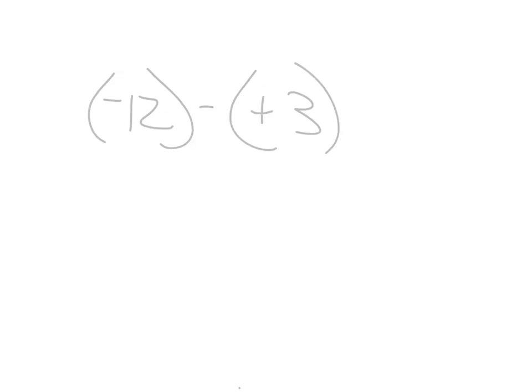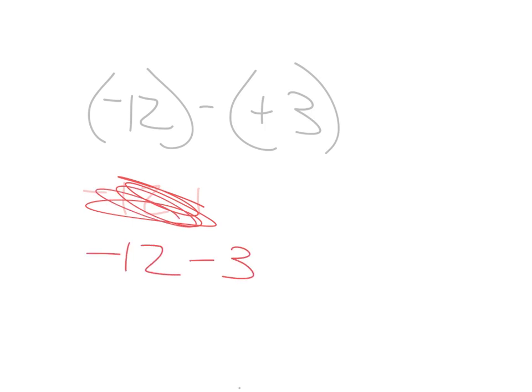Let's look at another one. What if we had a negative 12 minus a positive 3? That just looks like negative 12, not a plus sign. Negative 12, come on, minus 3. How about we just do this and erase it all? Negative 12 minus 3 gives us a negative 15.